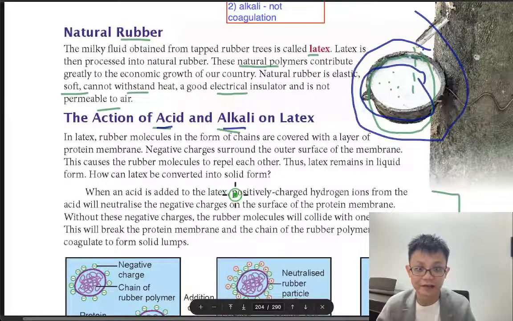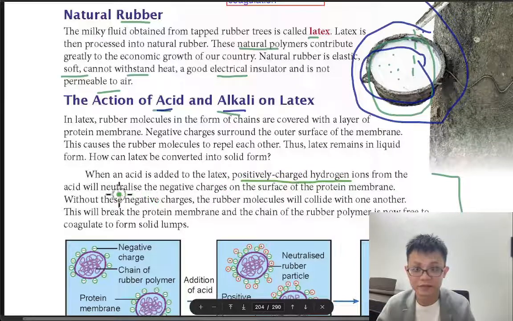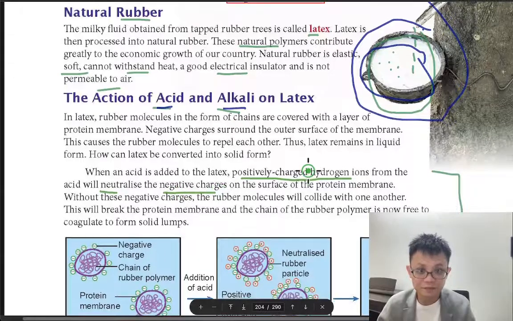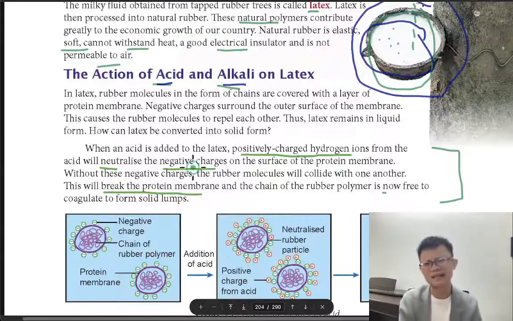Acid, when you add it to the latex, the positive hydrogen ion from the acid will neutralize the negative charges. So the molecules will collide. This will break the membrane, the protein membrane. This one I think they seldom ask.